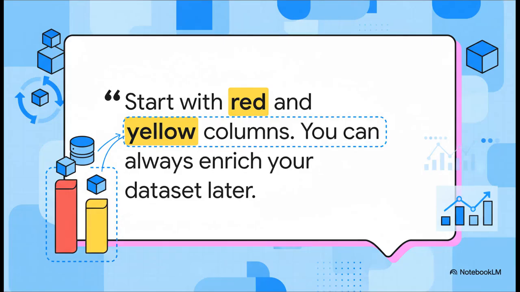So the best way to tackle this is to do it in stages. Don't feel like you have to fill out every single cell on your first try. Just focus on the red and yellow columns. Get your products into the system, get some initial calculations going. You can always come back and enrich that data set later on.